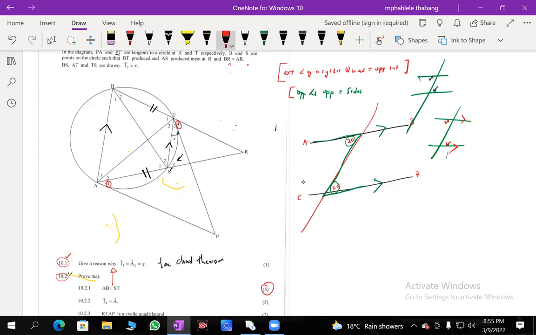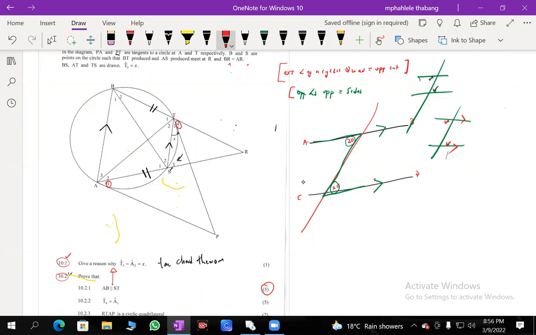Are you guys working on it? Are you trying to prove that angle T4 equals angle A1? Do all your best. Try to show that angles A1 and T4 are equal. Give reasons why you say angle A1 and angle T4 are equal.